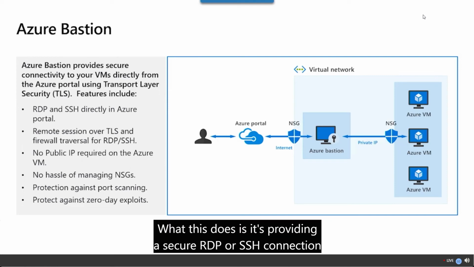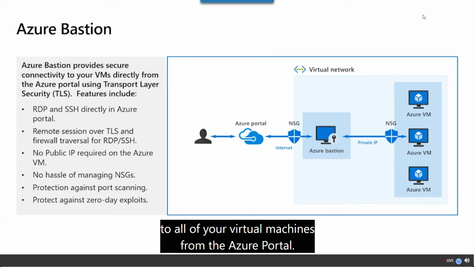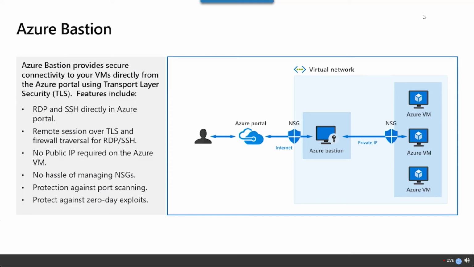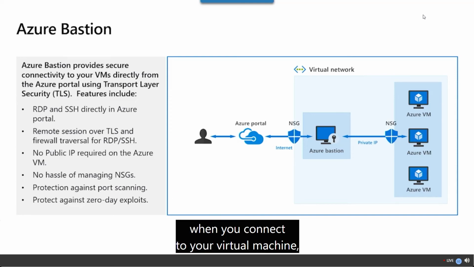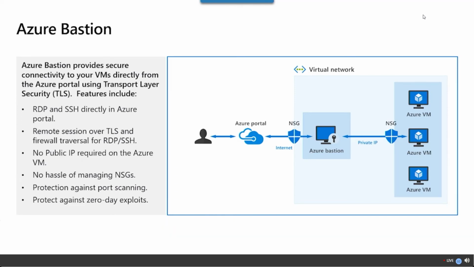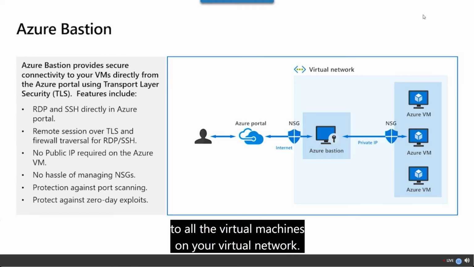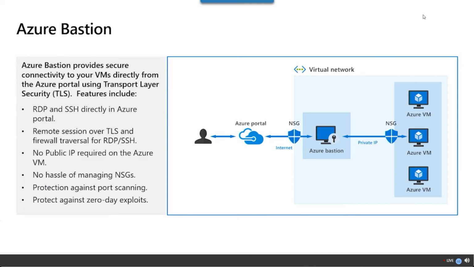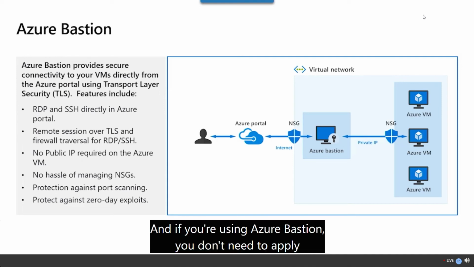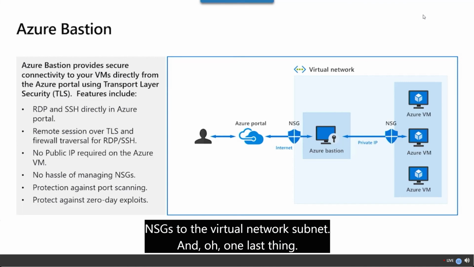What this does is it's providing a secure RDP or SSH connection to all of your virtual machines from the Azure portal. And what this means is that when you connect to your virtual machine, it doesn't need any public IP address or any special type of software. And when you deploy Azure Bastion, it'll provide a secure connection to all the virtual machines on your virtual network. And if you're using Azure Bastion, you don't need to apply NSGs to the virtual network subnet.